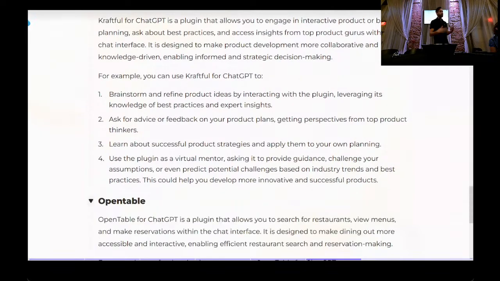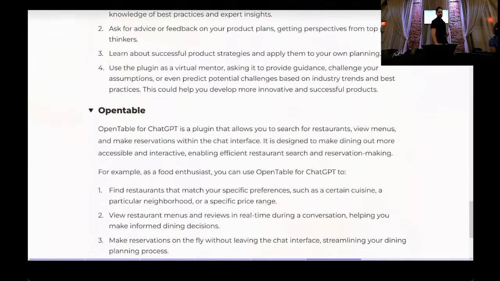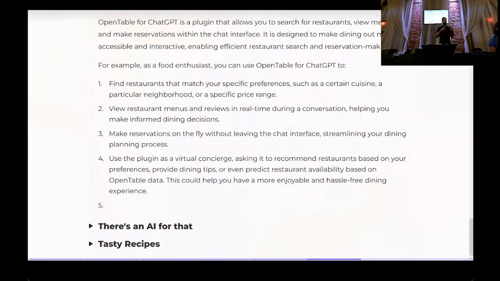OpenTable, this is more of a personal one, not so much of a business. You can ask OpenTable for specific foods, specific cuisines, who has tables open for a party of 20, who can handle that, what the specific items are on the menu, and what the pricings of those items are as well. So OpenTable, really cool. There's an AI for that, and I'm almost finished here.